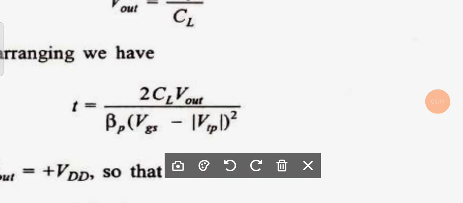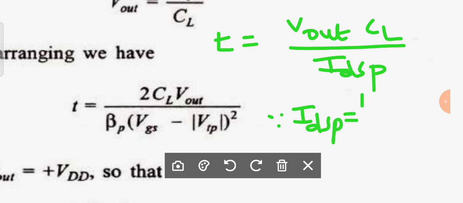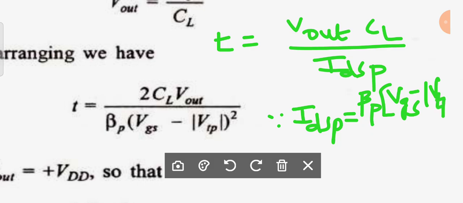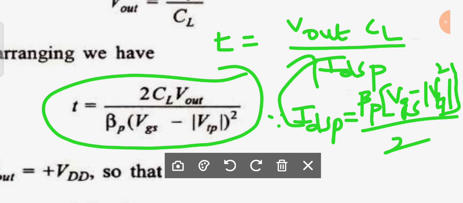This one. Now you know very well that just now we derived T equals V out into CL divided by IDSP. Since IDSP is equals to beta P into (VGS minus magnitude of VTP) whole square divided by 2, after substituting this here, you may get this expression. I hope that is clear.